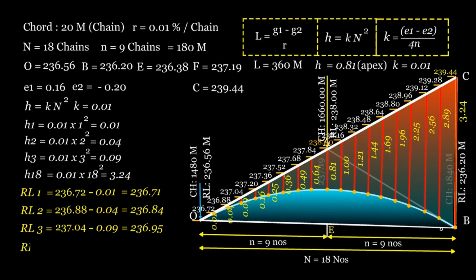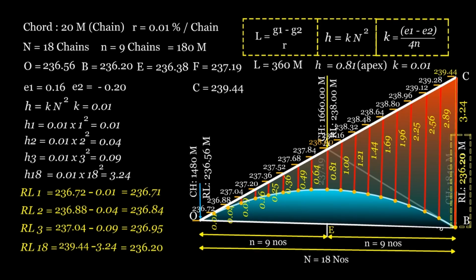For example, for the 18th peg. Tangent elevation. RL of the 18th peg equals 236.56 plus 18 times 0.16, which equals 239.44 meters. Tangent correction for the 18th peg. H equals 0.01 times 18 squared, which equals 3.24 meters. Final RL for the 18th peg. 239.44 minus 3.24 equals 236.20 meters. This final value confirms our previous result is correct.